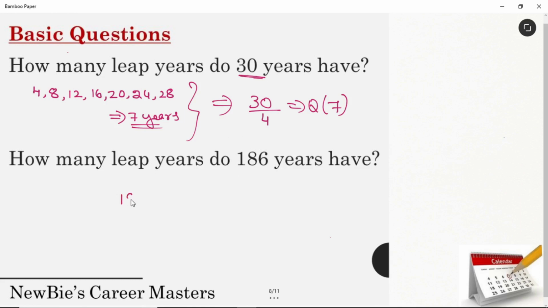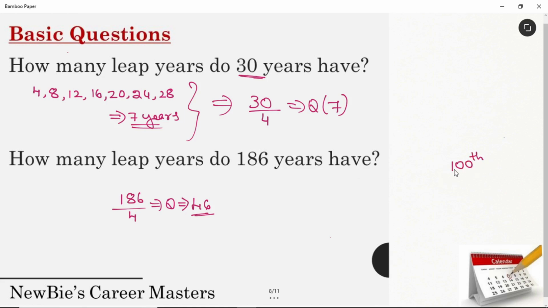See, I'll take 186. I'll divide this by 4. What is the quotient? Quotient is 46. Correct? No. But newbies, you can't take 46 years. You can't say out of 186 years, 46 years are leap years. No. Remember newbies, while solving questions like this, you need to concentrate on century years separately. Out of these 186 years, how many century years are there? Only one. That is the 100th year.